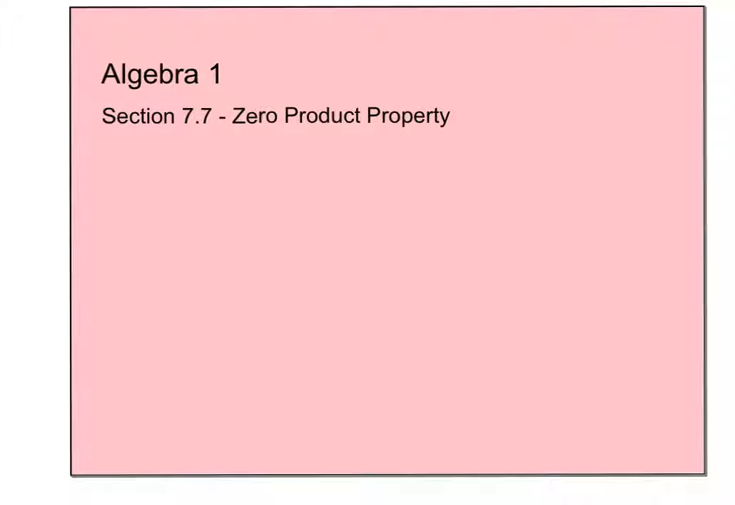This video is for section 7.7 in our Algebra 1 distance learning curriculum. It is called the zero product property. This section is really kind of fun.